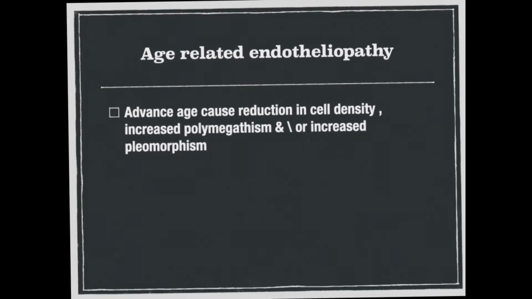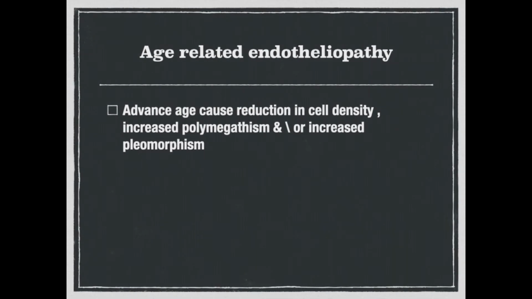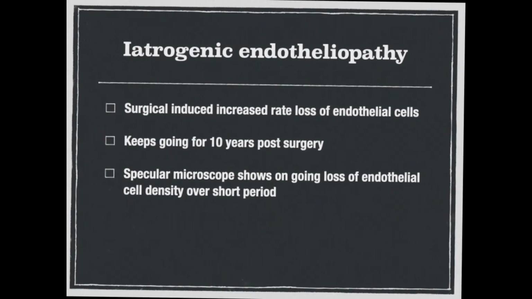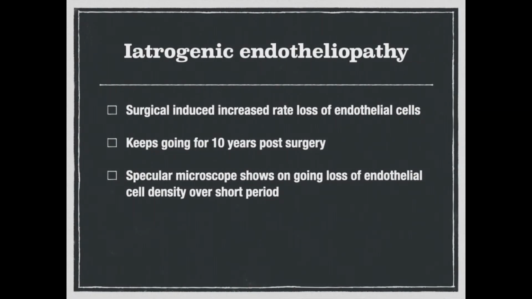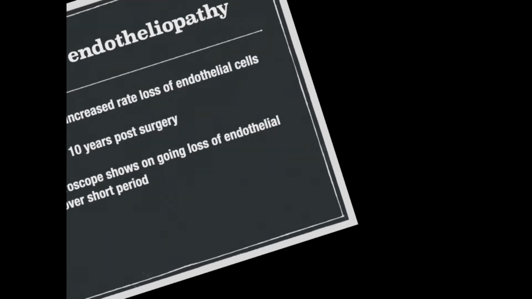Age-related endotheliopathy: advanced age causes reduction in cell density and an increase in polymegathism, plus or minus an increase in pleomorphism. Iatrogenic endotheliopathy: surgically induced increased rate of endothelial cell loss keeps going for 10 years post-surgery. Specular microscopy may show ongoing loss of endothelial cell density over a short period.